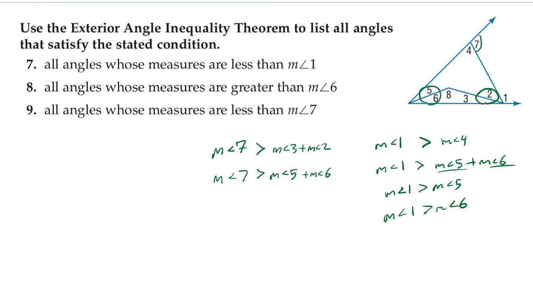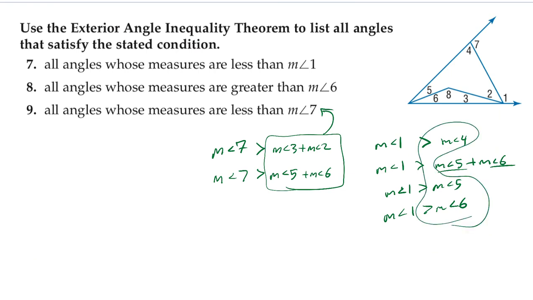Okay, let's just see if we can see anything else. I don't see anything else there. So if that's it, then angle 7 is bigger than all 4 of these, so that would be the answer for this one. Angle 1 is bigger than all 3 of these, so that would be for angle 1. And then all angles whose measure are greater than angle 6: all we have right now are angle 1 and angle 7.